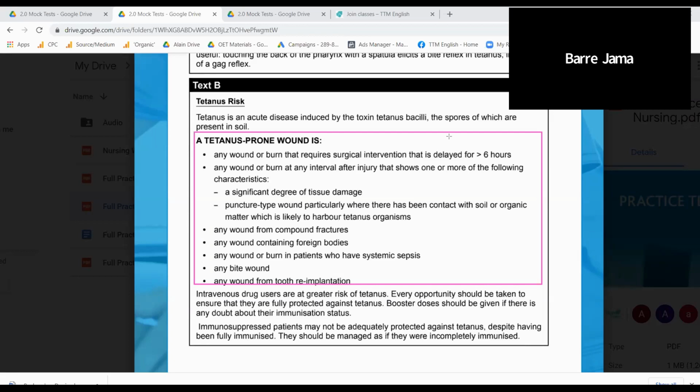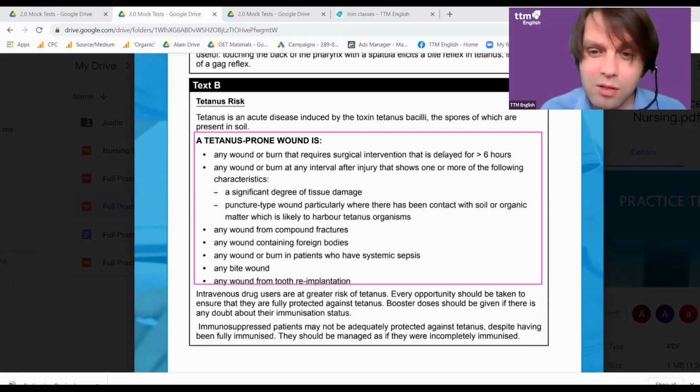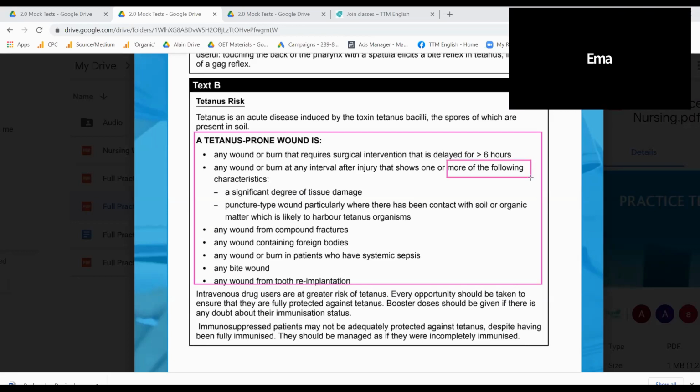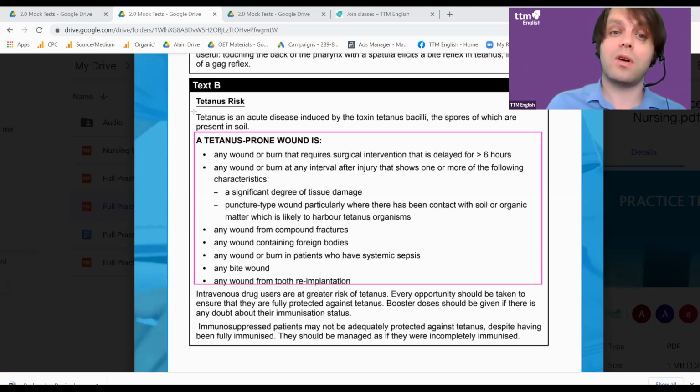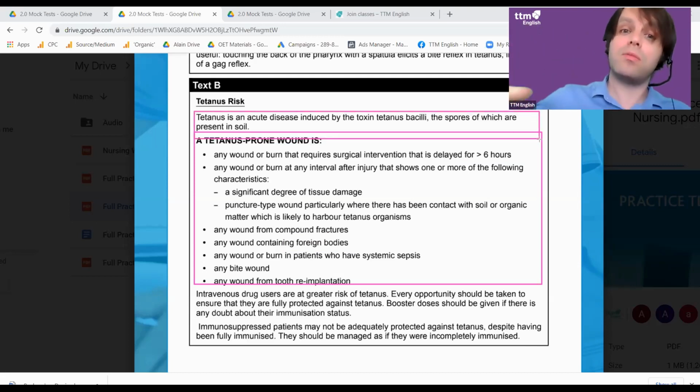Well, if it's instructions, it's telling me to do something. Is it telling me to do something? No. I can't see it saying you should do this. I think this will be a definition because look, it's the same, right? It's just telling me this is what a tetanus prone wound is. Okay. What about this though?